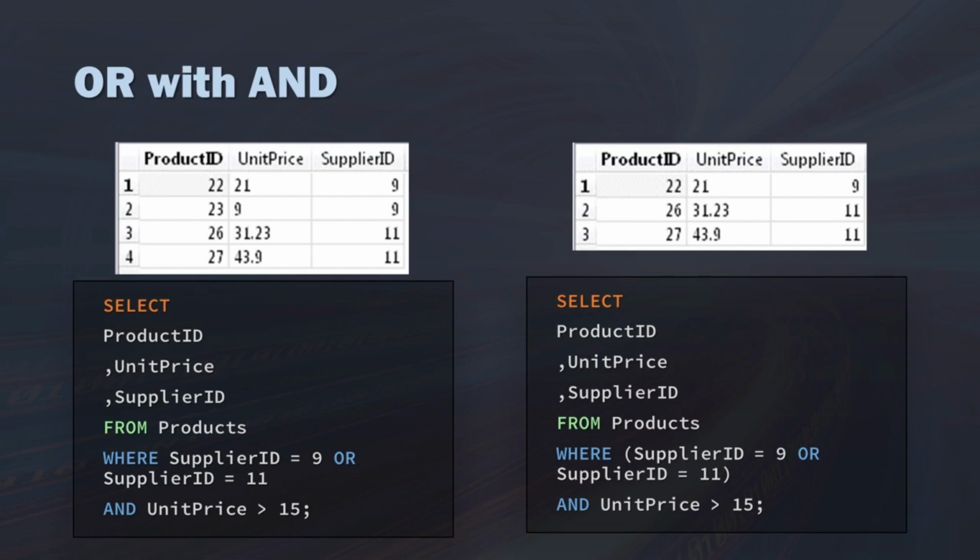In the next example, you can see I have the same exact statement and query, except I place parentheses around supplier ID and then have and unit price. Now you can see I'm actually getting all the values I'm wanting. All my unit prices are greater than 15 and my supplier ID are just those of 9 and 11.